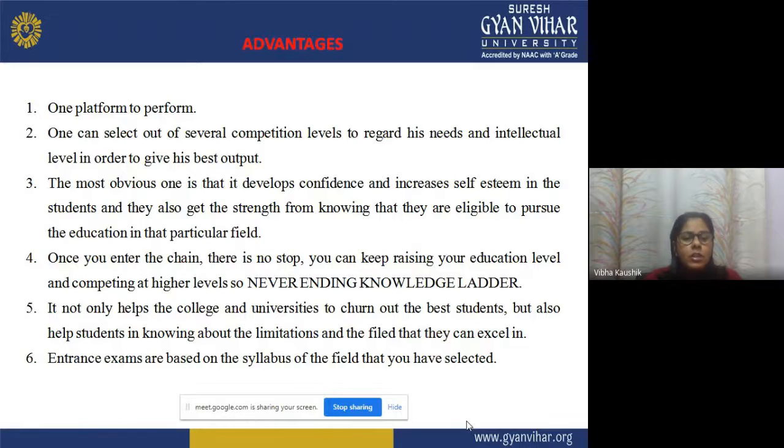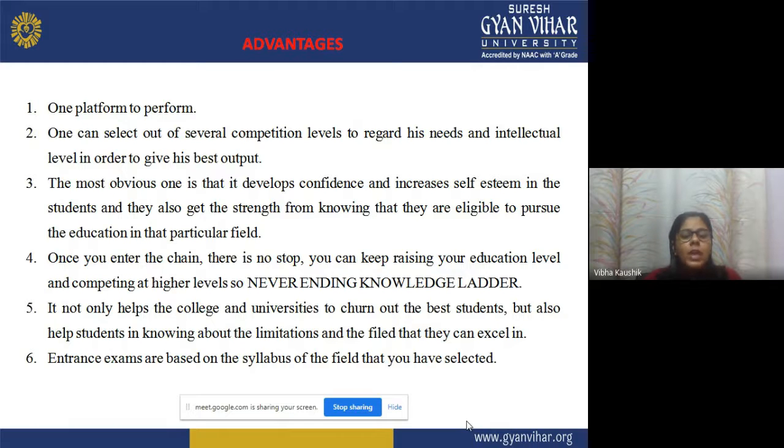Once you enter the chain, there is no stop. You can keep rising in your educational level. If you got admission in BA, then after taking the entrance examination of MEd, you can get admission in MEd. And after taking the examination for PhD research, you will be able to get your PhD degree and compete at higher levels. So it is a never-ending knowledge ladder: to gain knowledge is a never-ending process.